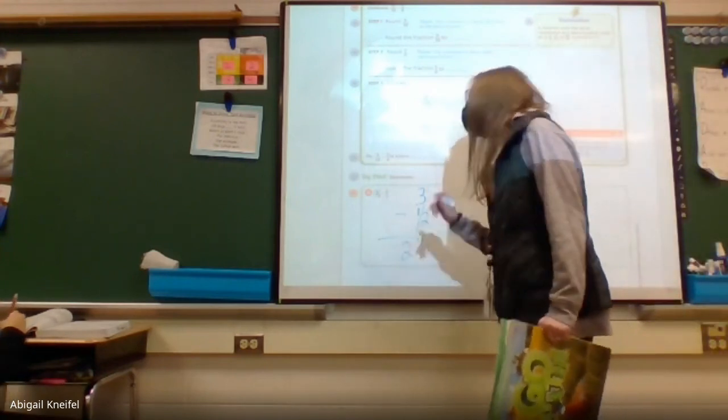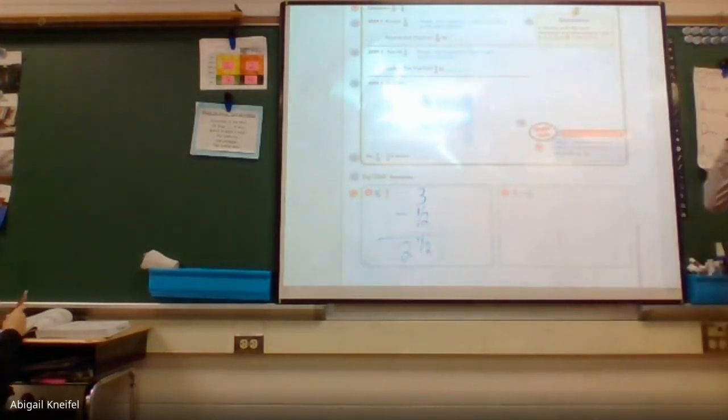And once again, you are free to do a number line if you want. That is totally fine. Mason? Now you subtract the 2 and it's a half.